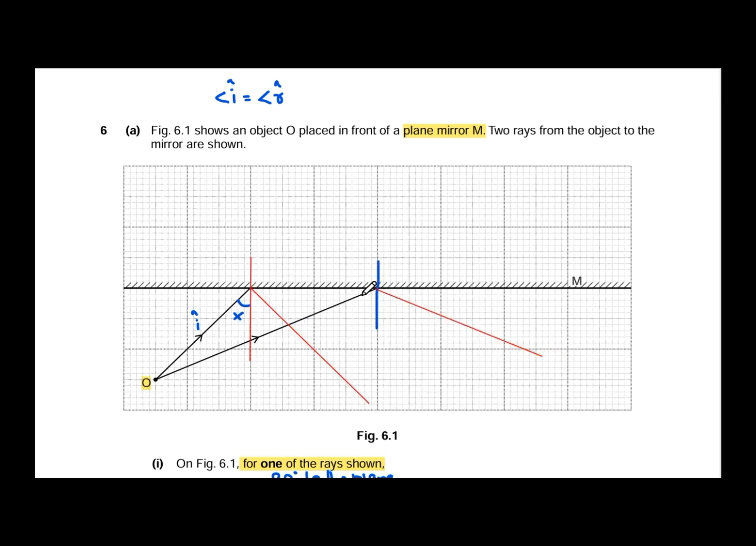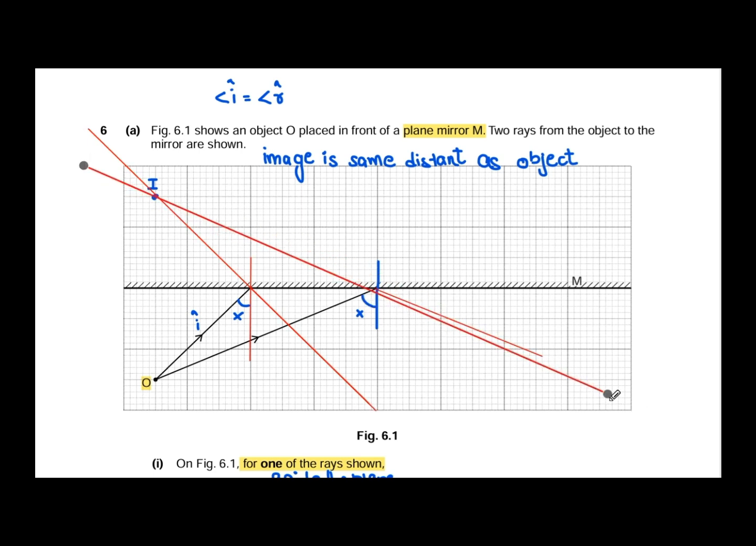Now to draw the image, the thing you know is that for an image made by a plane mirror, it is always the same distance from the mirror as the object is. So if the object is 15 boxes away, the image would also be 15 boxes away from the mirror. You will extend your reflected lines, and wherever these two extended lines meet would be your image, and it would be exactly at the place I have spotted. See, so this point is the image of the object and I am naming it I.